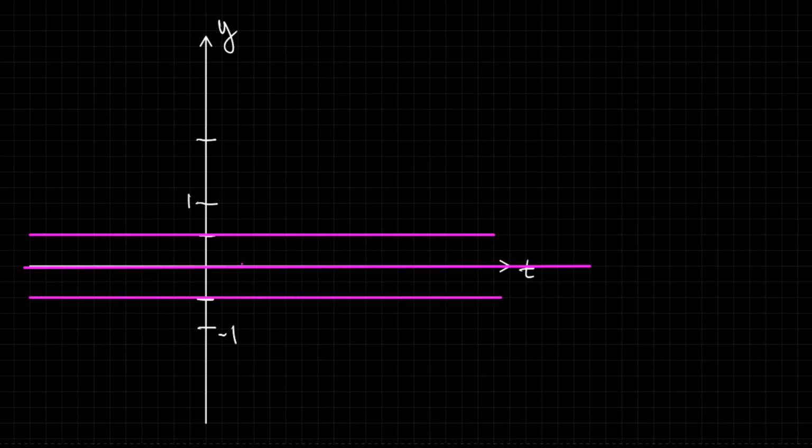Then for my horizontal scaling, I think I'll pick this to be pi over 8. That way this is minus pi over 8. And then 2 pi over 8, 3 pi over 8. I don't have a lot of room to label, so I'm just going to note that this here is pi over 8. This is 3 pi over 8. And this is minus pi over 8. Of course, this is 0. And this point here would be 2 pi over 8, or pi over 4.